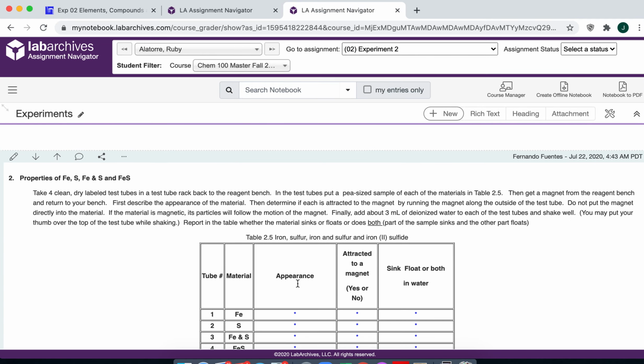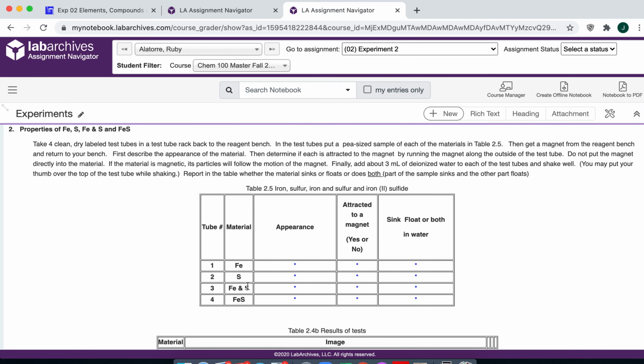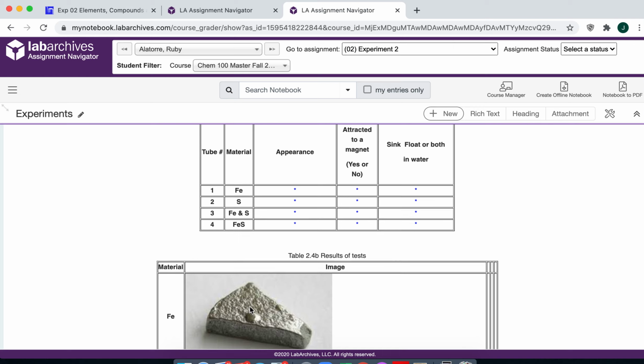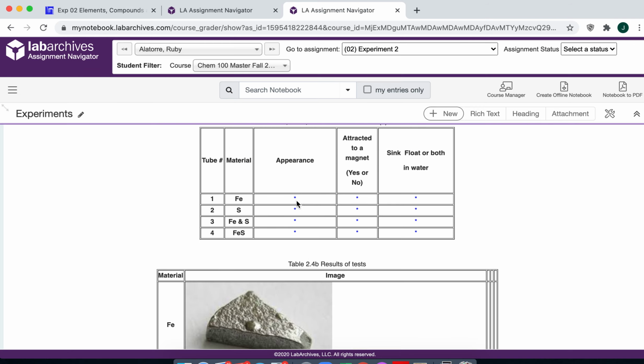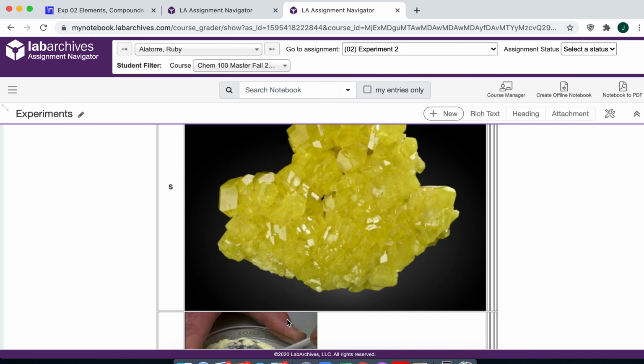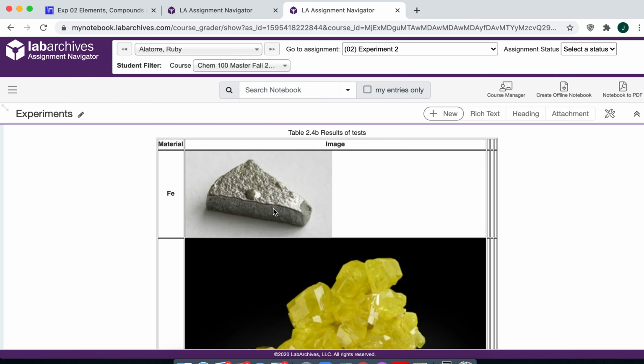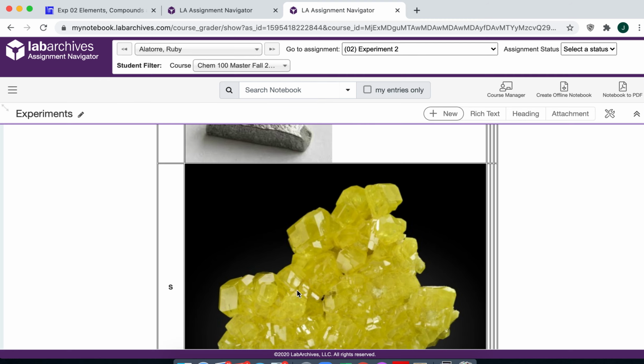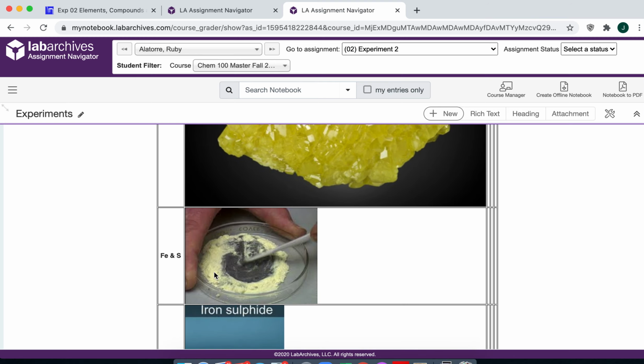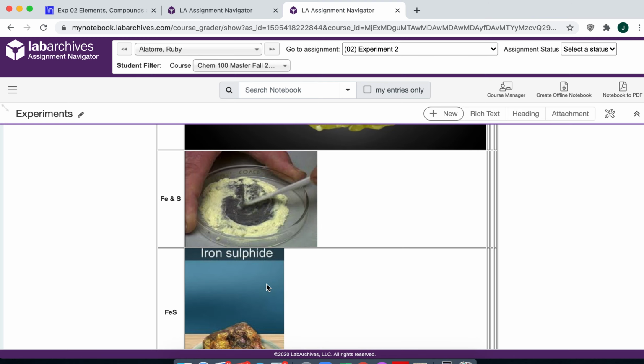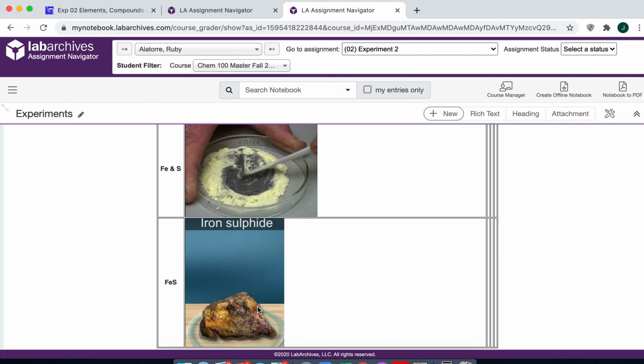Move to the next part: properties of iron, sulfur, and FeS. You are given different types of materials: the element iron, the element S, a mixture of Fe and S, and the compound FeS. Then you describe their appearance based on the picture given. For example, iron looks silver, solid, shiny. Sulfur looks yellow, shiny, solid. Then Fe and S powder mixed together, and iron sulfide, which is this piece of substance.